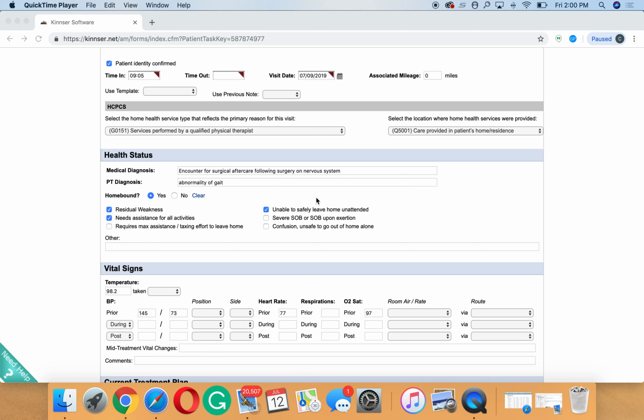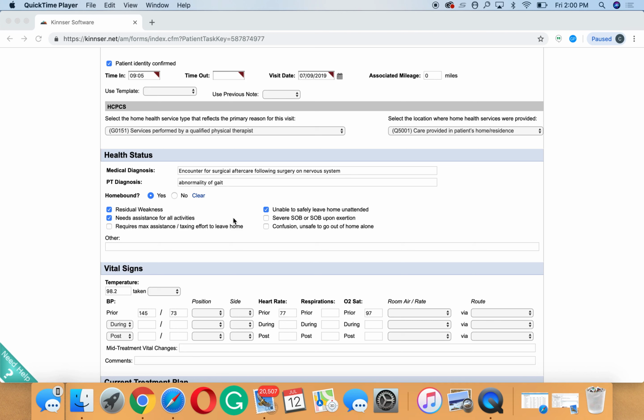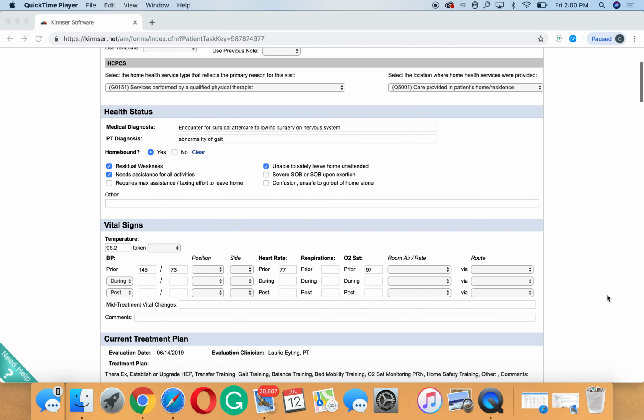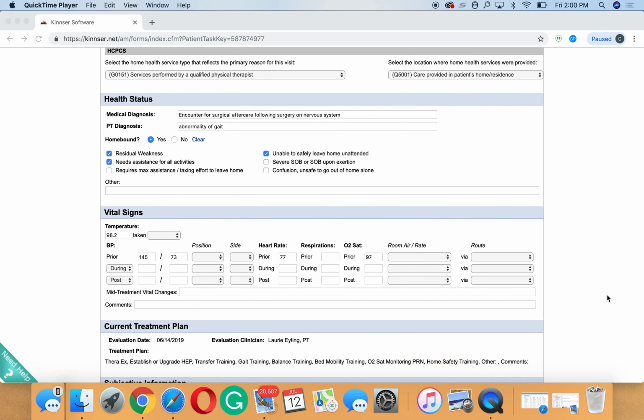This part should already be filled in, but there has to be the box that says homebound has to be checked yes, and some check marks following that. Vital signs, temperature, blood pressure, respiration, heart rate, and O2 sat is checked every visit. If anything's out of parameter, you need to call the doctor's office and let them know what was high or low, and then document that right here where it says comments.